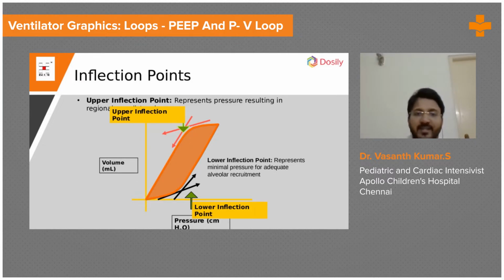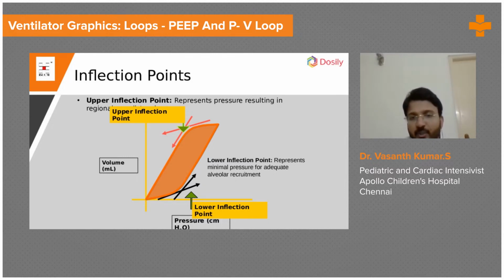So what is compliance? Change in volume per unit change in pressure. See, even for a small change in pressure, you get a very good tidal volume. That's what it indicates. Suppose above 20, you set a pressure of 25, the curve starts flattening again. That is called over distension. So you don't want to go above the upper inflection point. You always want to keep above the lower inflection point.